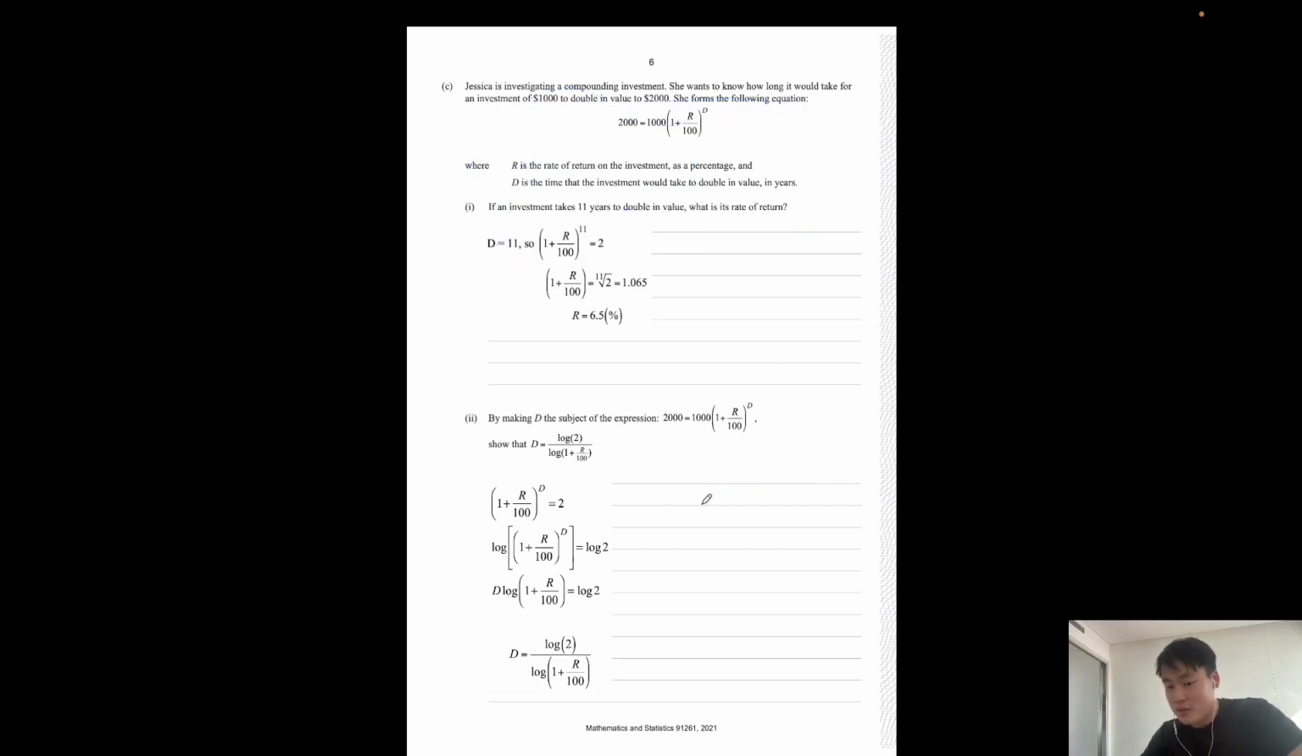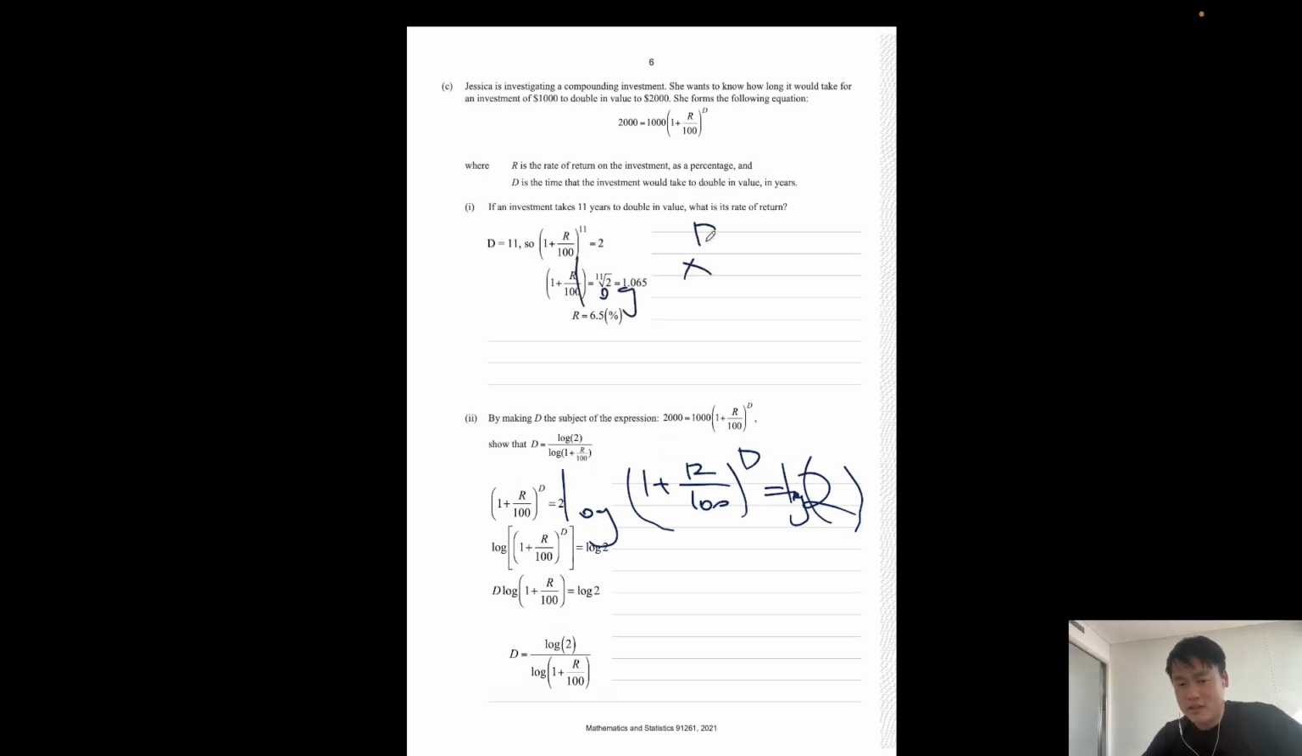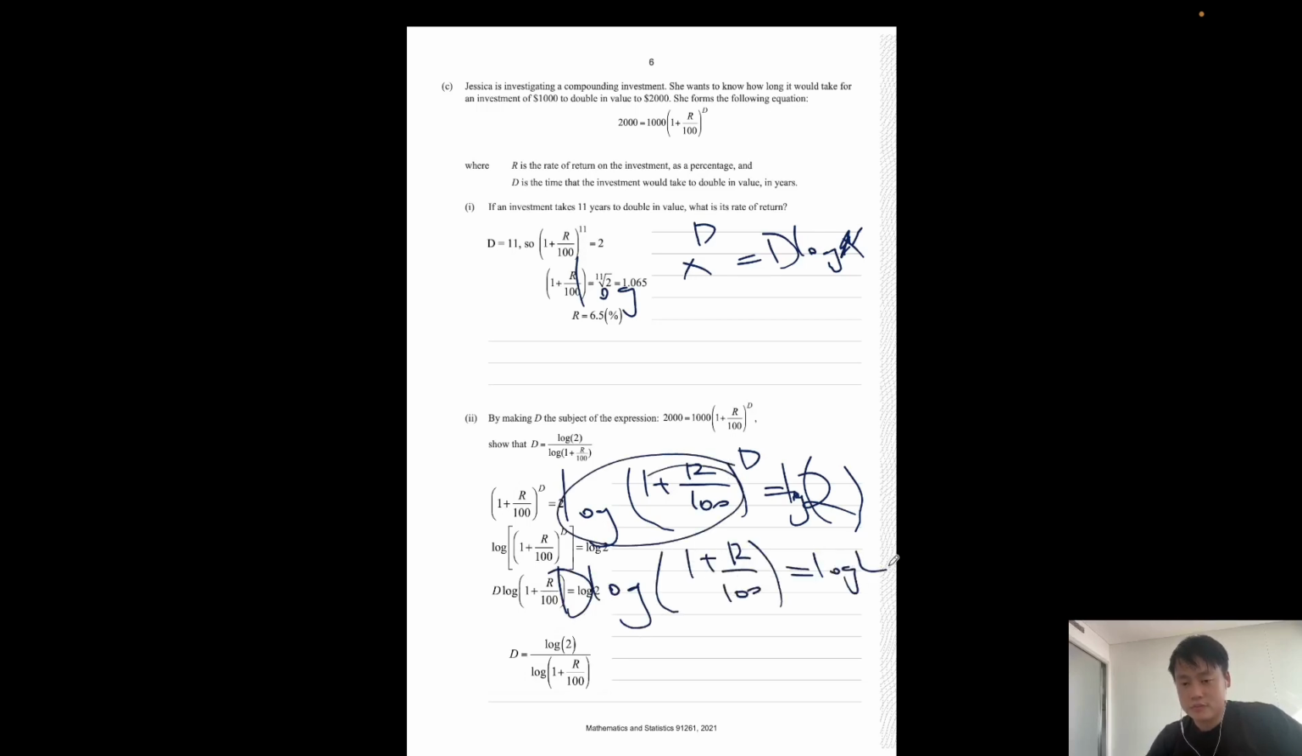Yeah? So you recognize if you have the scenario where it's 1 plus r over 100 to the power of d equals 2, if you do log of both sides, what happens now? Log of this equals log of this. Of course, this is the basic rule of whatever you do to the left, you must do to the right. Log of x to the power of d is equal to d times log x. So isn't this the same thing as d multiplied by log of this, and equal to log 2?